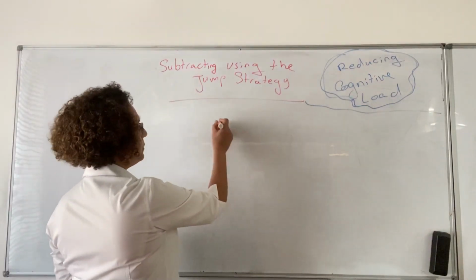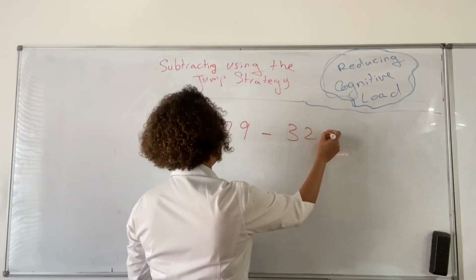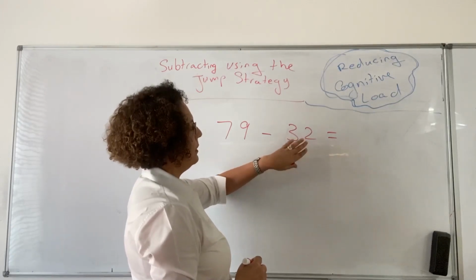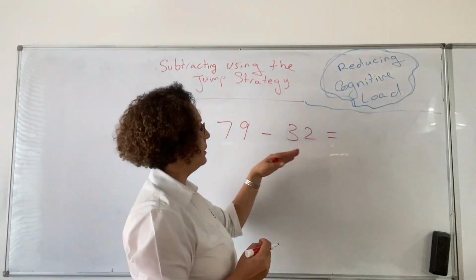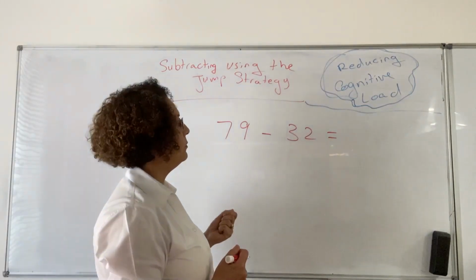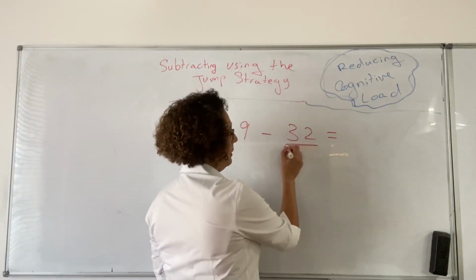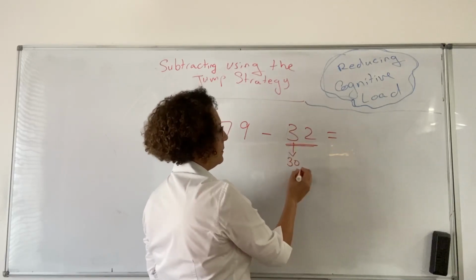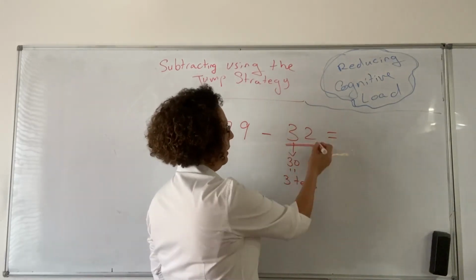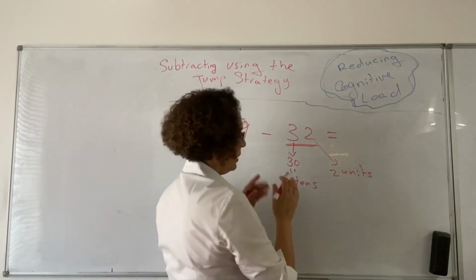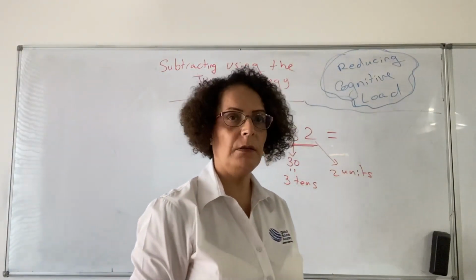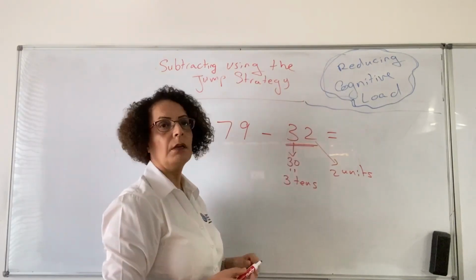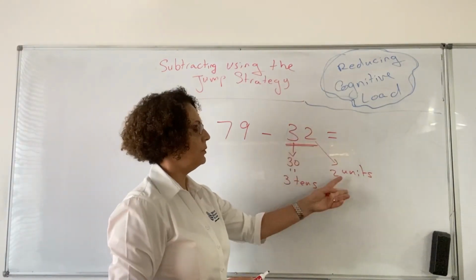So let's have an example. 79, and we need to take away 32. The jump strategy is always on the number line. Before we start, please remember that understanding of place value is a very, very important thing here. Students need to understand that the 32 is actually 30, so 3 tens, and the 2 are 2 units. Make sure they understand this before we start talking about the jump strategy, because it will make it much easier to perform the strategy knowing that 32 has 3 tens and 2 units.